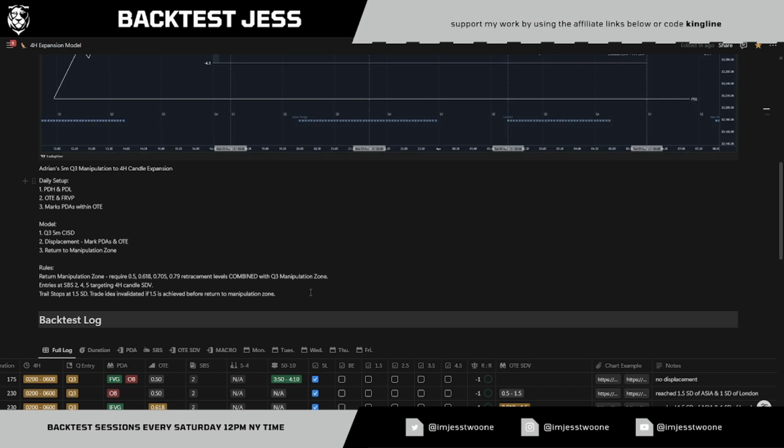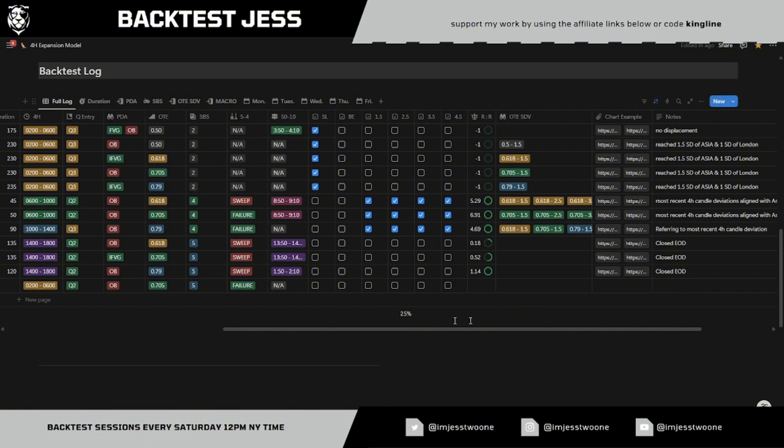God willing. Can you add the trailing stop rule as well? It's already there. Trail stops at 1.5 SD. Trade idea invalidated if 1.5 SD is achieved without returning to the manipulation zone. No problem. All right, so again, let's just finish tracking this long rep.